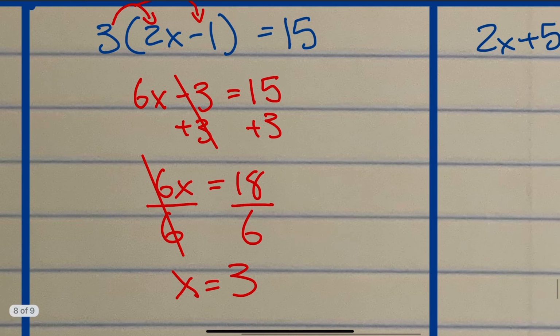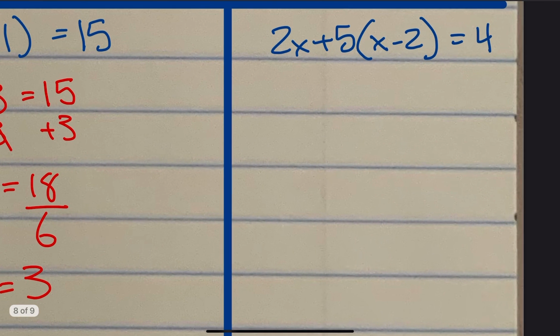All right. Next one. This is going to be the hardest one. So we have 2x plus 5 times the quantity of x minus 2 equals 4. All right, so this one is going to involve every single step that we do. So let's get into it.